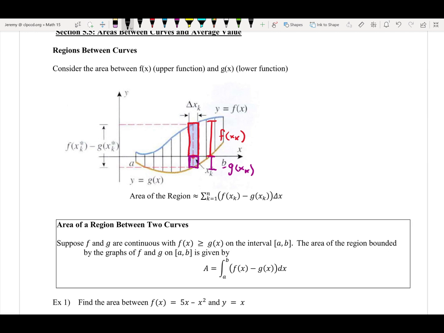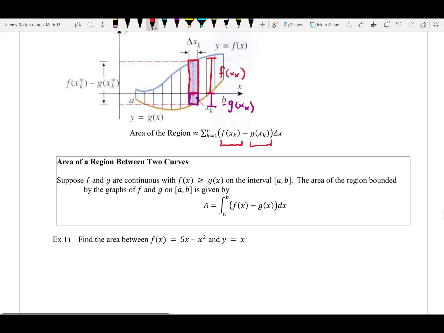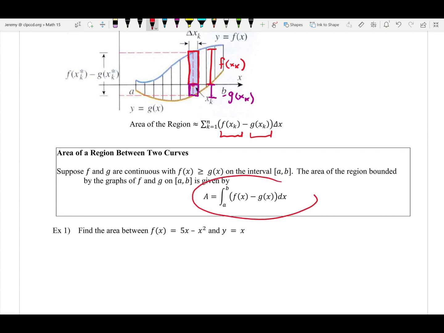So that is why, if we're trying to find the region between these two curves, the formula is going to be the integral from a to b of the difference f of x minus g of x. Again, a difference because the height of that rectangle comes from the difference f of x sub k minus g of x sub k. Really, this is the main formula that we need to know for this section.